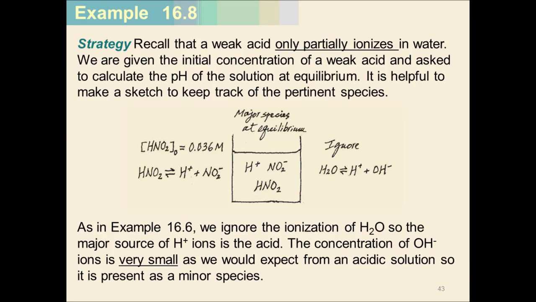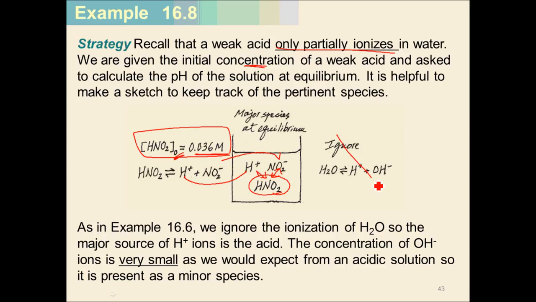Recall that a weak acid only partially ionizes in water. So when you're given your initial concentration of a weak acid and asked to calculate the pH of the solution at equilibrium, you may want to make these sketches to try to keep track of the info that was given. They told us that the HNO2 initial, the little o is the initial again, was 0.036 molar. Okay? So your job is, when you understand that the hydrogen ion and the NO2 minus ion are in solution, that being a weak acid, they're going to constantly reform back to the HNO2.